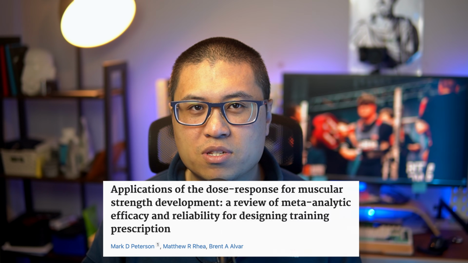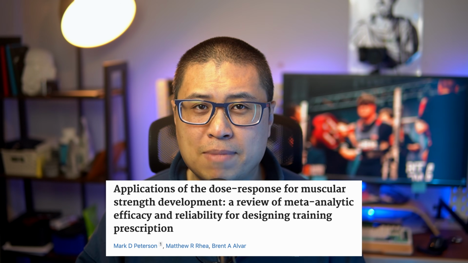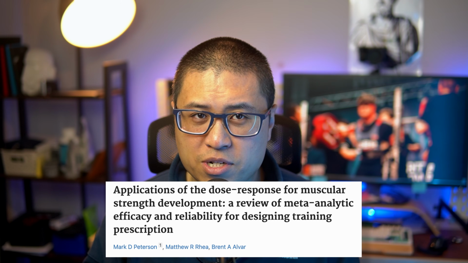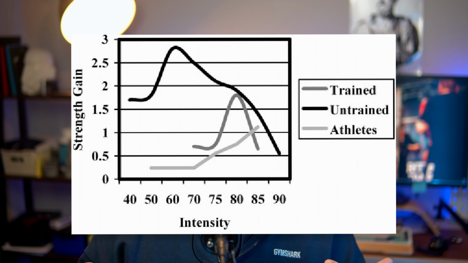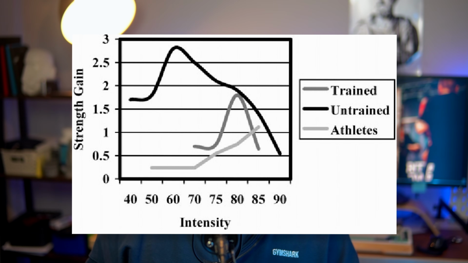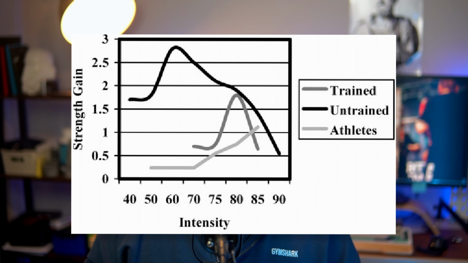Now, going to one of my favorite papers that I like to reference, which is the Applications of the Dose Response for Muscular Strength Development, a review of meta-analytic efficacy and reliability for designing training prescription by Peterson and colleagues. They present this graph illustrating the optimal average percentage for the best strength gains in different populations. It shows the average percentage of a 1 rep max used throughout the training program. According to this graph, the optimal average intensity lies around 60 to 70% for untrained lifters, around 80% for trained individuals, and 85% for athlete populations.